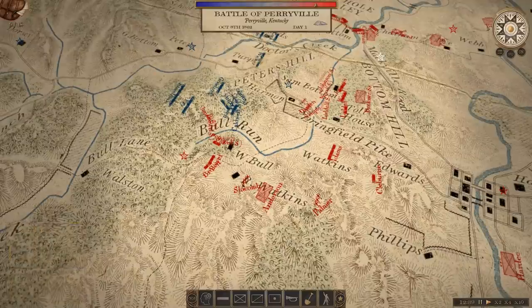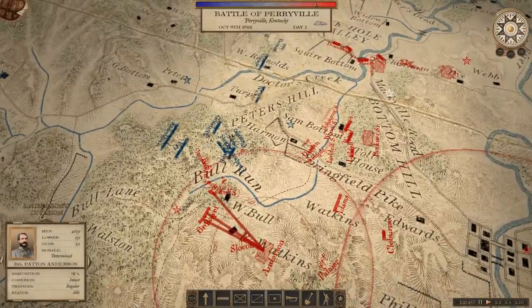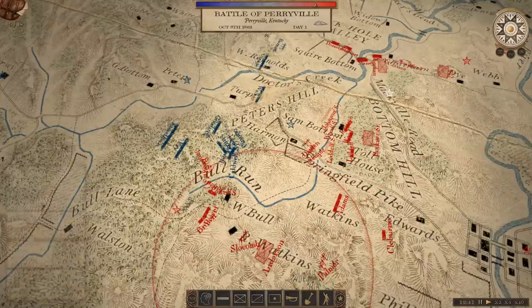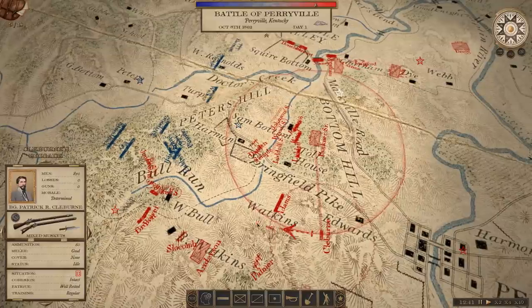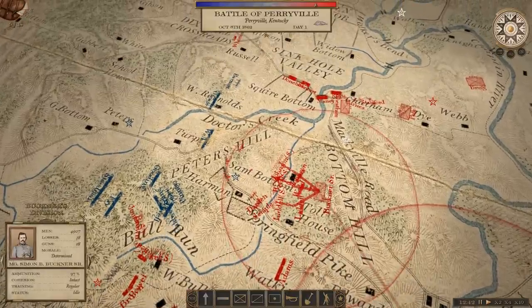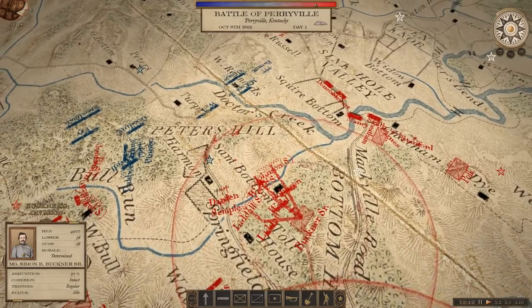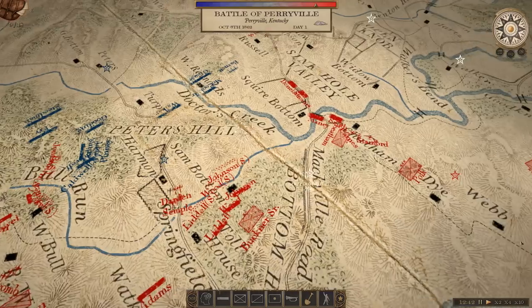So Anderson is doing his job, engaging the right of the enemy. We can see losses are quite light at this moment. Ammunition consumption is quite light as well. And then we have here the reserve. Let's put them up a bit more. And then we have Buckner with very light casualties already ordered to move forward.